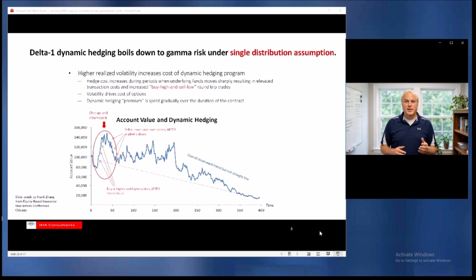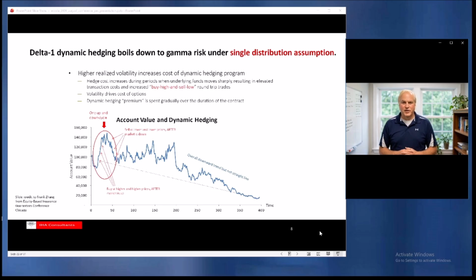Delta dynamic hedging boils down to gamma risk under a single distribution assumption. Delta risk is how much an option's price may change when its underlying asset's price moves by $1. Gamma risk refers to the risk associated with changes in the delta of an option as the underlying asset's price changes.